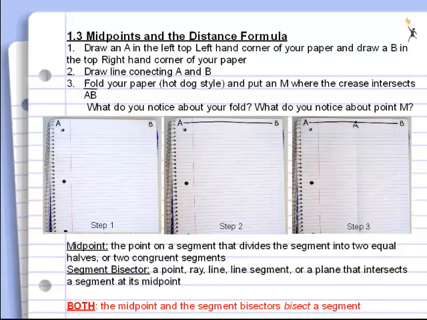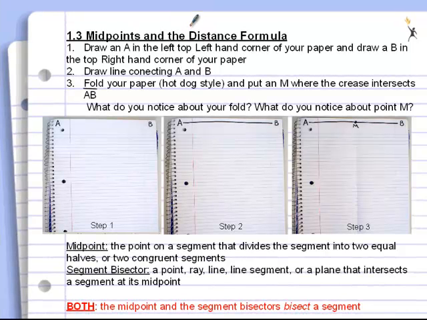All right. Section 3 of Chapter 1 deals with something called midpoints and the distance formula. I kind of introduced to you the distance formula in Section 1 and told you we would be using it. But what I want you to do right away is take a scrap piece of paper and draw an A in the top left corner and a B in the top right corner. And I know that might take a little while.